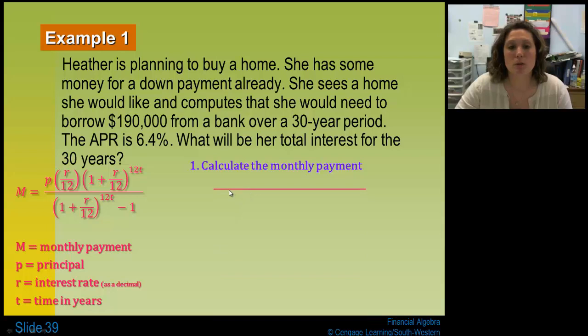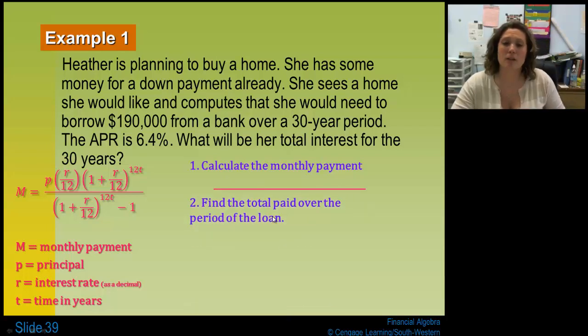So when I substitute that in there, you need to go ahead and take those values, the principal, the rate, and the time. So principal was $190,000, the rate was 0.064, and the time was 30 years. Okay, and substitute that in to calculate your monthly payment, please.